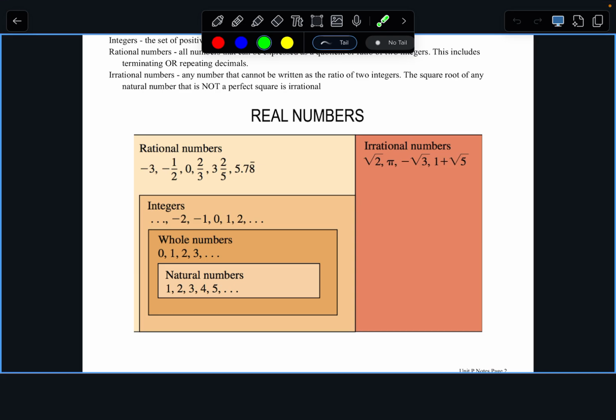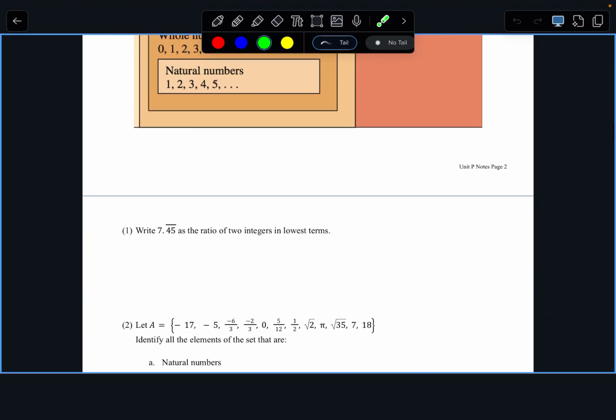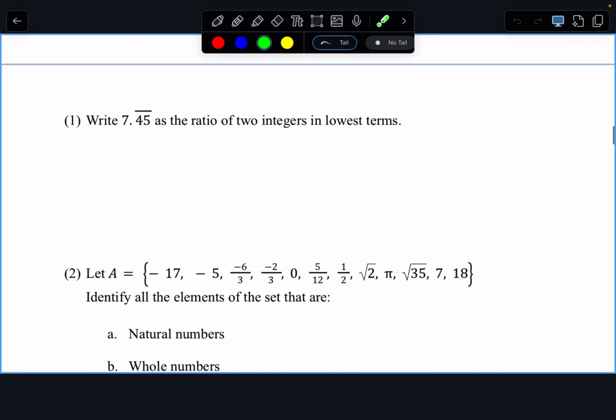Questions so far about the breakdown of what is real, rational, irrational, all that stuff? Okay. Now, if we're writing 7.45 as the ratio of two integers in the lowest terms, this one is kind of complicated because that 0.45 is repeated over and over and over again, right?